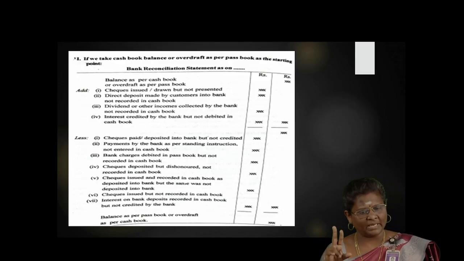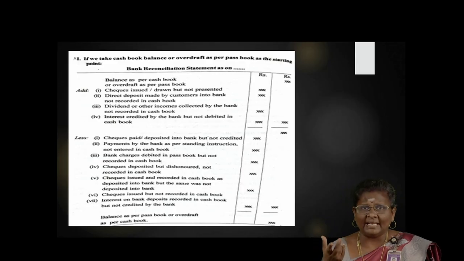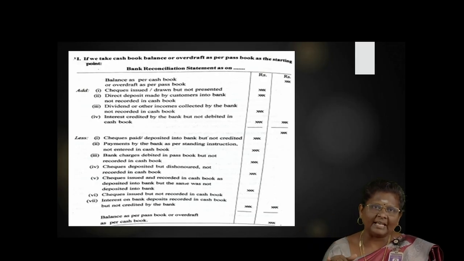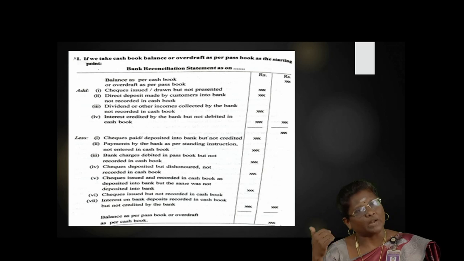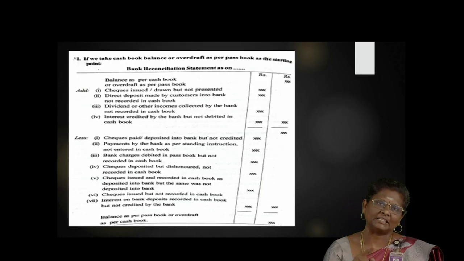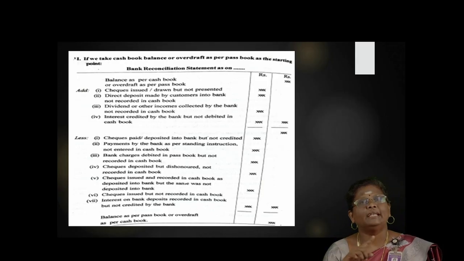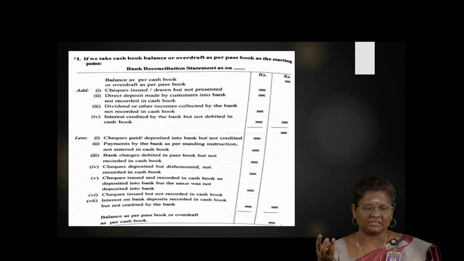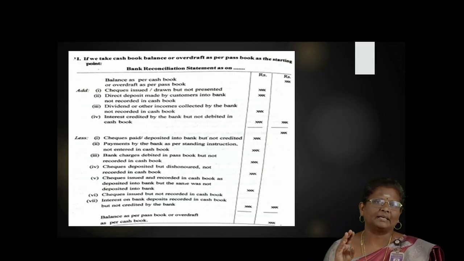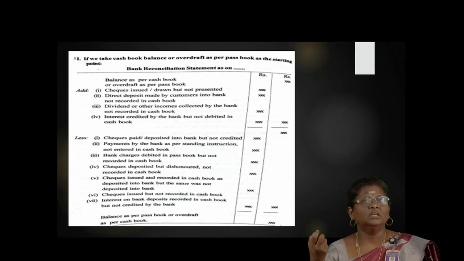Next one, payments by the bank. So we give some standing instructions to the banker. As per the instructions, the bank pays some amount to other persons. In that case, the bank deducts the amount from our account. So the passbook balance is less compared with the cash book, so the amount should be deducted. Next one, bank charges. The bank charges are also directly collected by the bank from our account. So the passbook balance is low compared with the cash book, so it is also deducted.